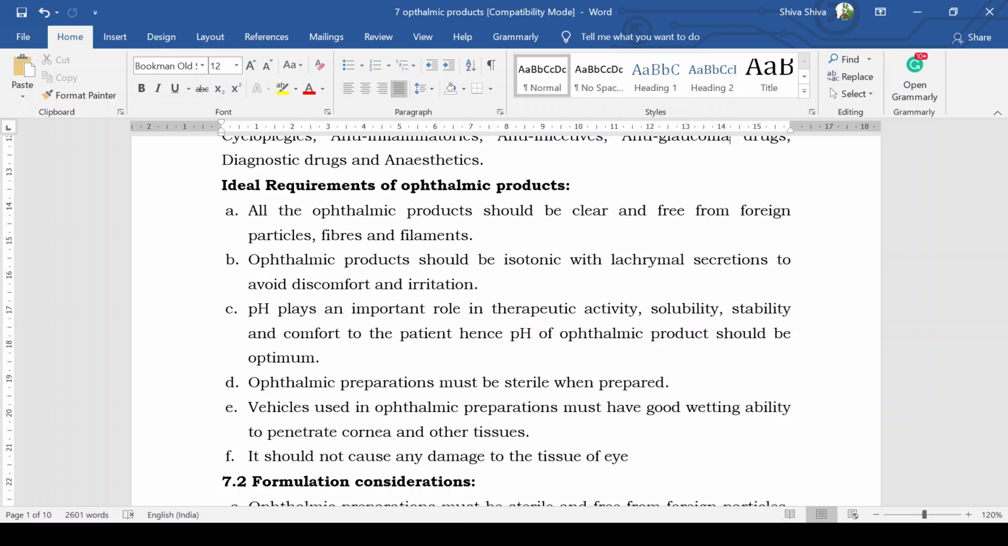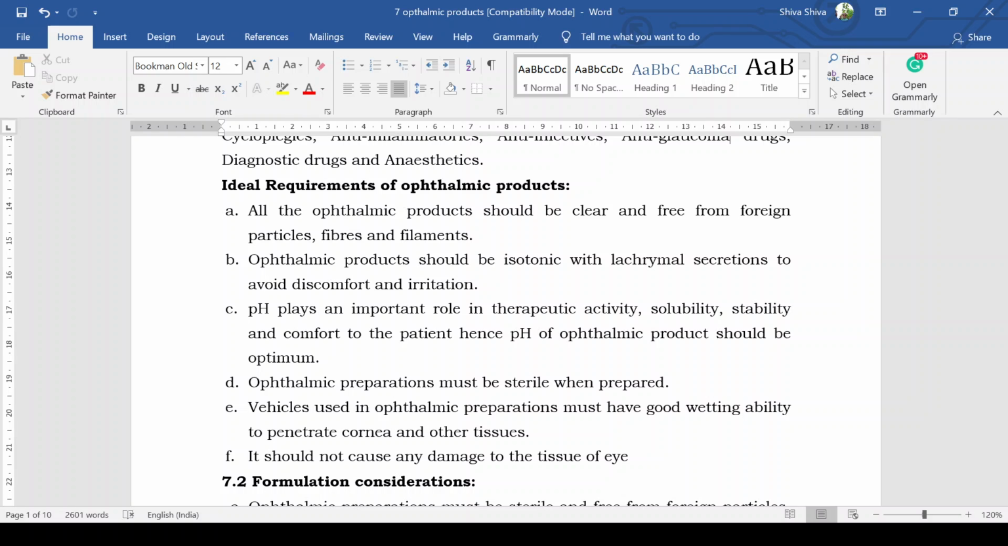Second, the ophthalmic product should be isotonic with lacrimal secretion to avoid discomfort and irritation. Now you all know what is meant by isotonic. Isotonic solutions have the same osmotic pressure as that of eye secretions. If the product is not isotonic, then definitely there will be irritation of the eye and redness of the eye will occur. Hence, these ophthalmic products are made isotonic with eye fluids.